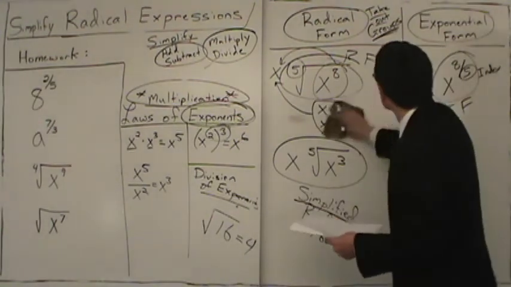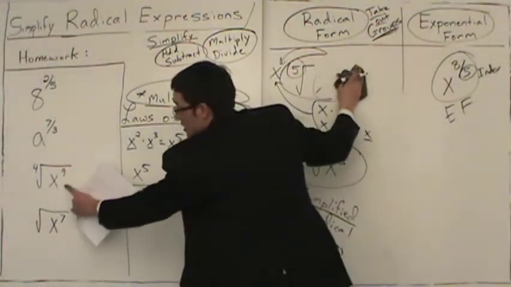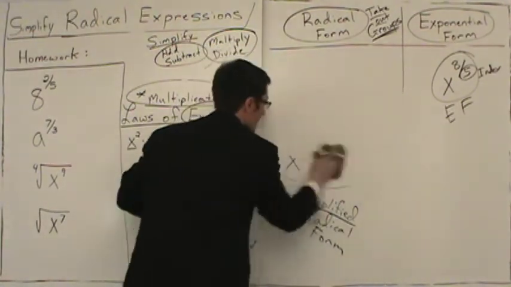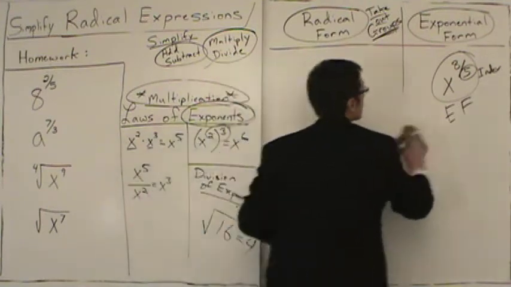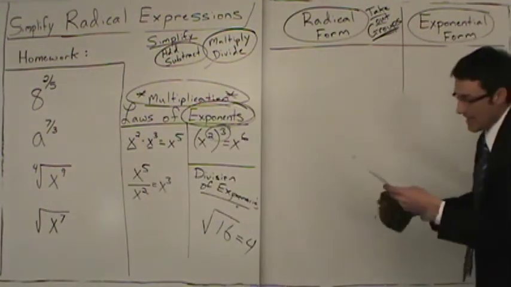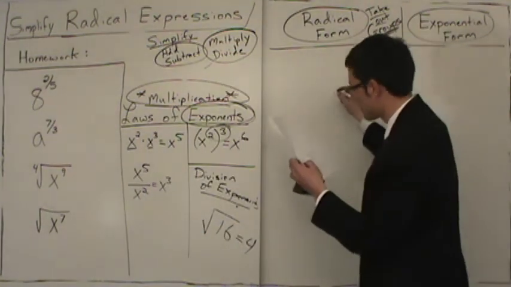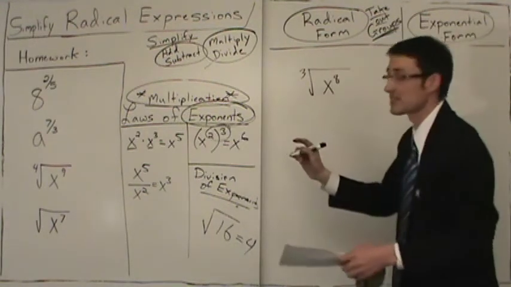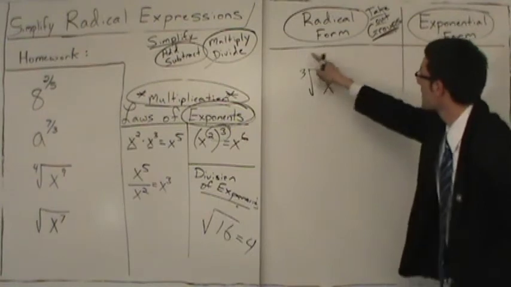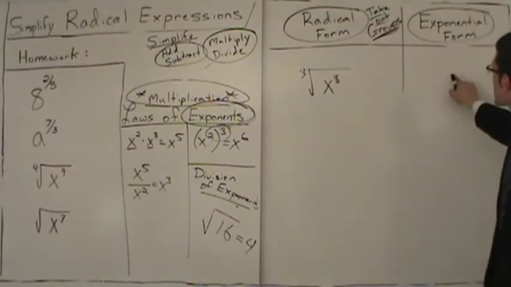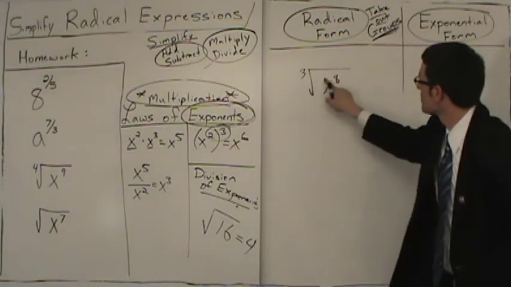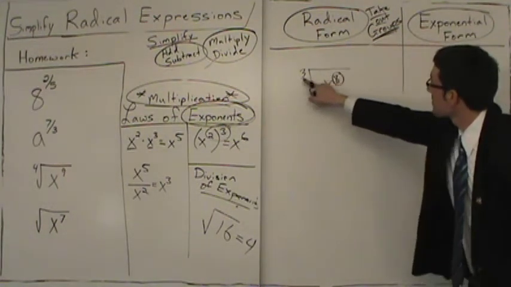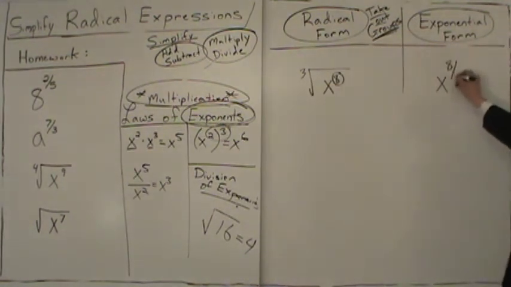Next problem. Okay, so now we're looking at an example just like the third example, or third homework question. Let's see. So I have here the cubed root of x to the 8th. Okay, so this is the problem given. What you need to do is take the radical form and convert it immediately to exponential. Cubed root of x to the 8th, this is x to the what? We take the exponent underneath and divide by the index. This is x to the 8 over 3.